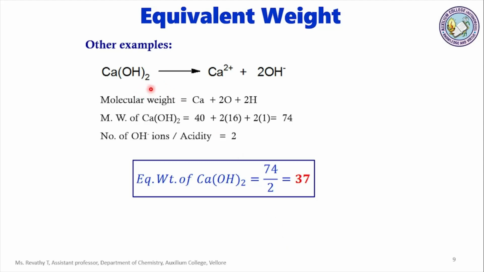Here, calcium hydroxide is taken as an example. Here, molecular weight of calcium hydroxide is 74 and the number of OH minus ions is 2. Hence, equivalent weight is found to be 37.